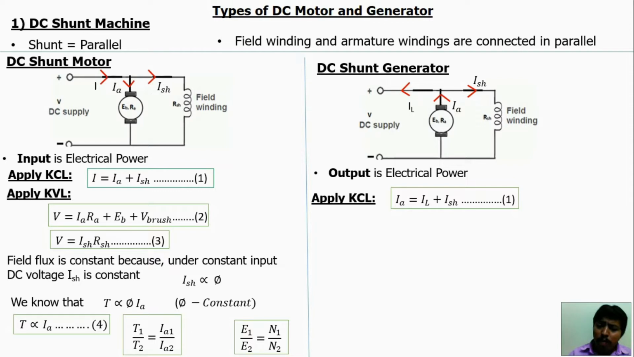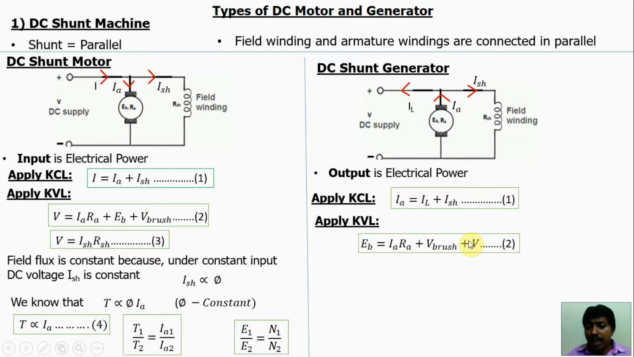Okay, now apply Kirchhoff's voltage law for this loop 1. Here applied voltage is the induced EMF. This is the applied voltage for the DC generator. But for the shunt motor, the applied voltage is the input DC voltage, V. Here the input voltage is V. So input voltage V is equal to the drop by armature resistance IARA plus the brush drop plus EB.